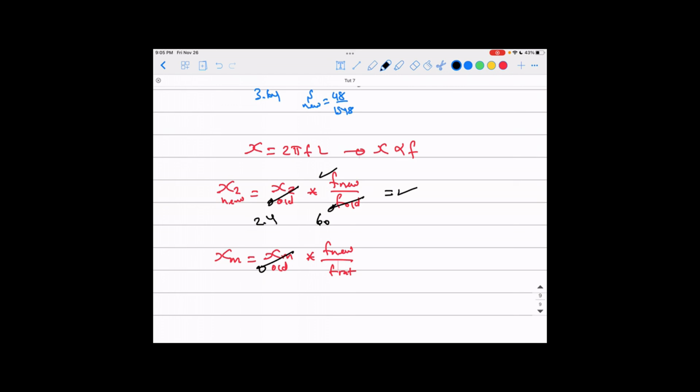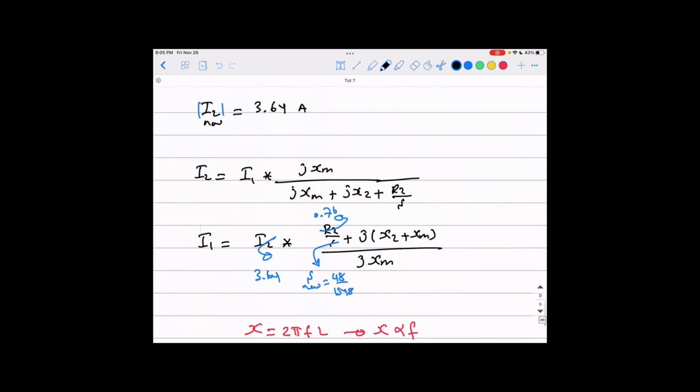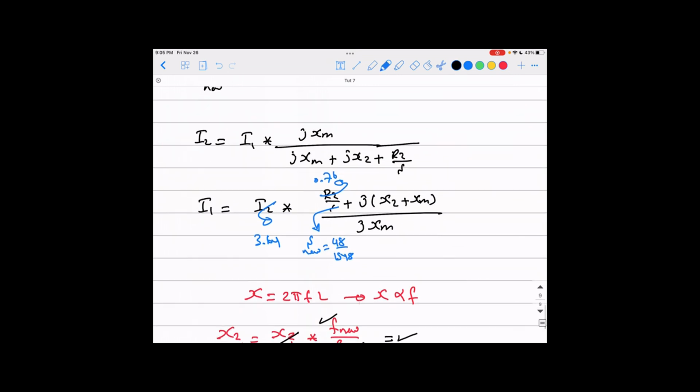xm old is given to be 54 ohms. The new frequency you can calculate easily, and the rated frequency is 60, so you have everything in hand to calculate this. Okay, guys? So for this equation, we have now found everything: that is x2 new, xm new. Because again, they depend on the frequency.